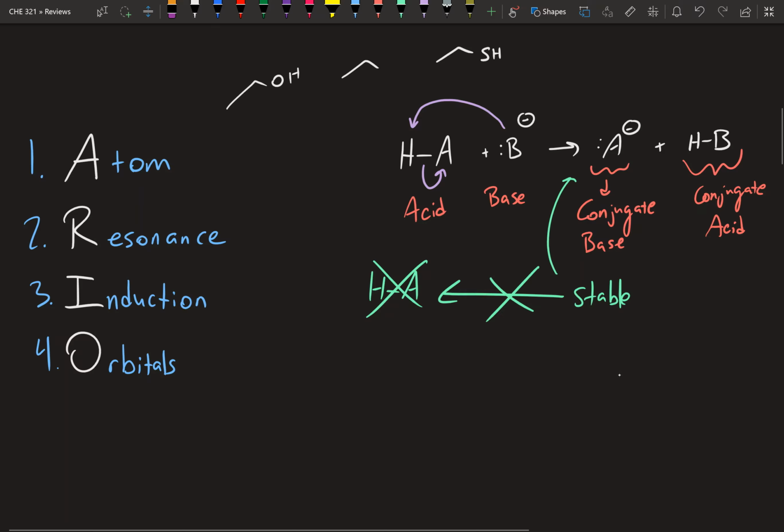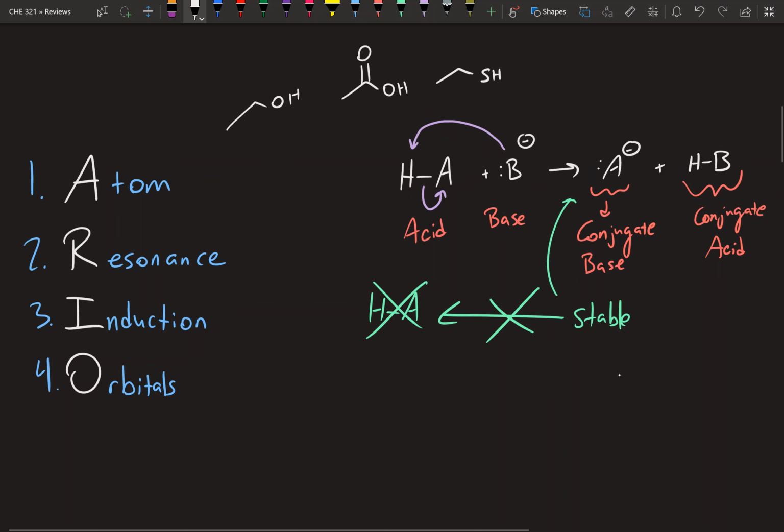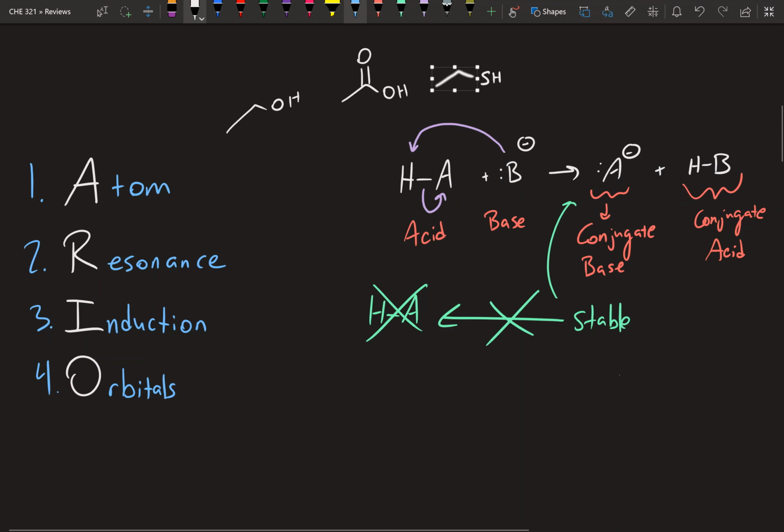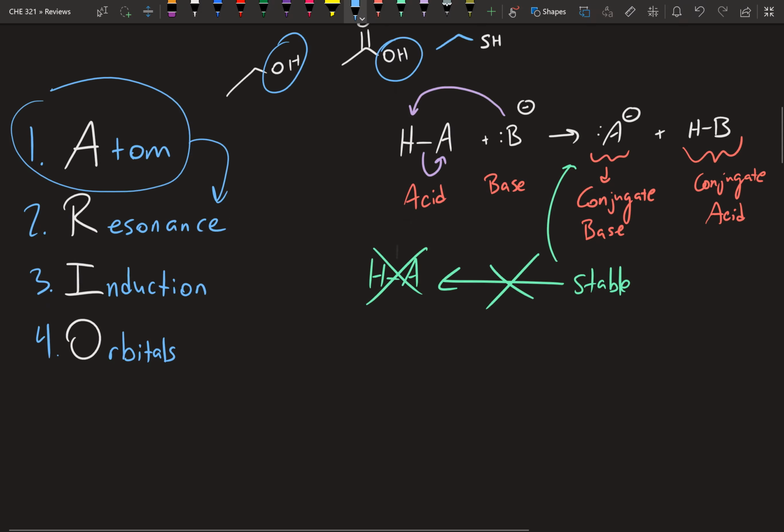But if they gave you something where resonance can come into play, like this oxygen atom right here and that one, the negative charge will form on the oxygen, and we can't just look at the atom alone because it's the same atom. So when you cannot differentiate because of the first factor, you have to move on to the second one. Resonance is the first one we're going to be covering.